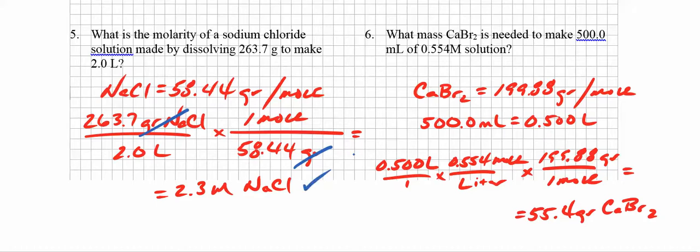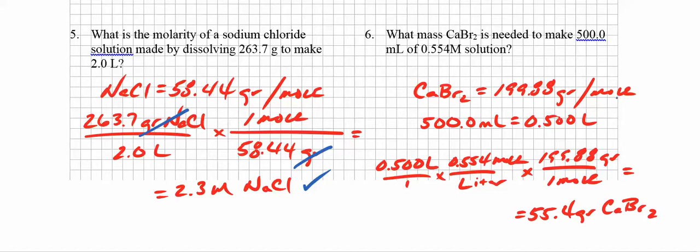Let's go to the last question, number 6. It says, what mass of calcium bromide is needed to make 500 milliliters of a 0.554 molar solution? Well, before we really start the problem, we're going to need to get a little bit of information about the calcium bromide. So calcium bromide has a molecular weight of, when I add up calcium and 2 bromines, 199.88. Again, check me on that, make sure that that is correct. And that's grams per mole.